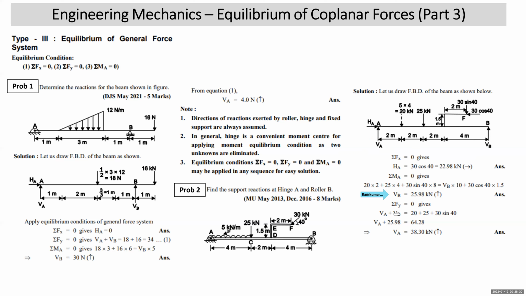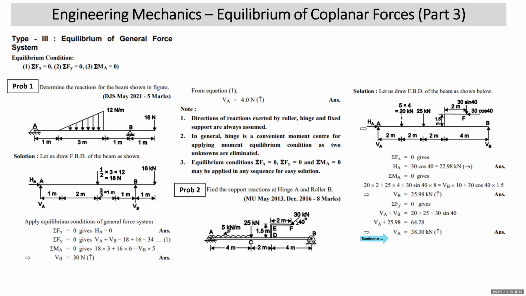Then substitute the value of VB. Now sigma Fy is equal to 0. VA plus VB upward is equal to 20 plus 25 plus 30 sin 40. Substitute the value of VB into the equation, and you get the value of VA. VA and VB, while solving by using the equilibrium condition, both came positive. That means assumed directions are correct. So HA, VA and VB all have come out to be positive, meaning their assumed directions were correct.